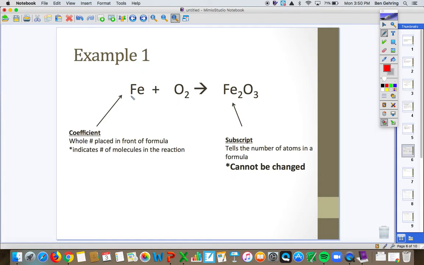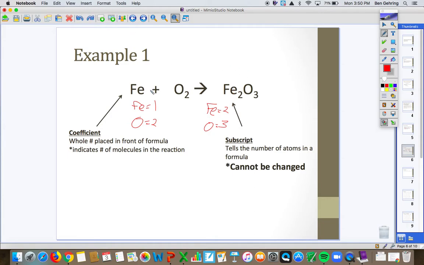For example, again, we have iron plus oxygen produces iron(III) oxide. We're going to balance this, and so I'm going to write down Fe and O. These are my two elements. On the left side, right now I don't have any subscripts, no numbers, so I have 1 iron and 2 oxygens. On this side, I have 2 irons and 3 oxygens.